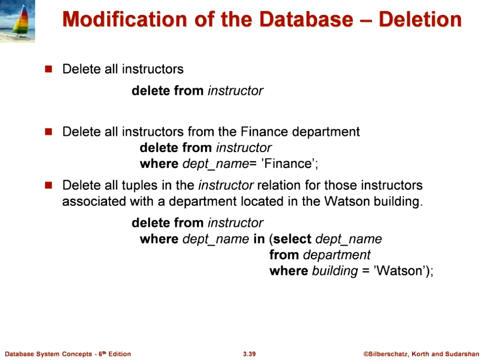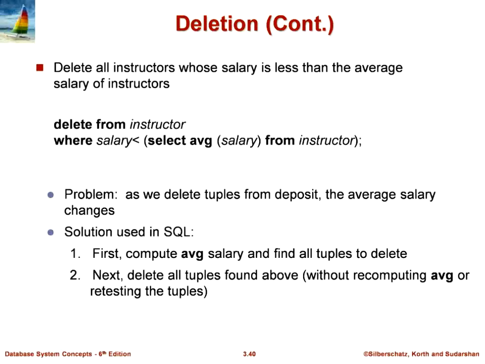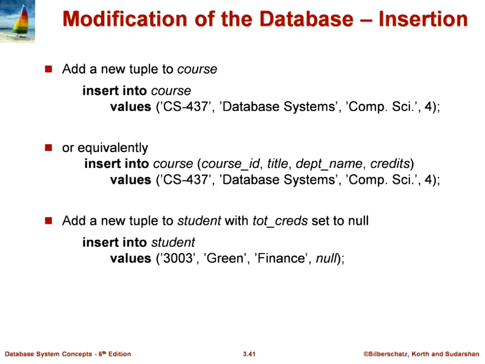So you can delete some of the values or the complete relation as well. Or you can delete all instructors whose salary is less than the average salary of instructors. So you can do it as well.